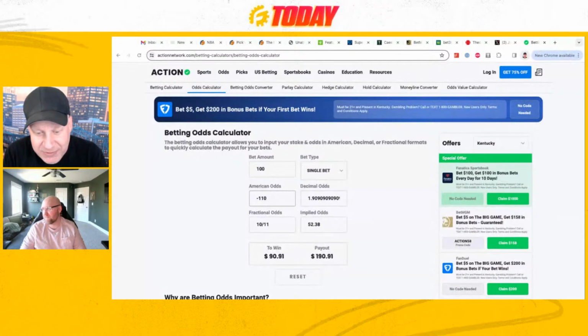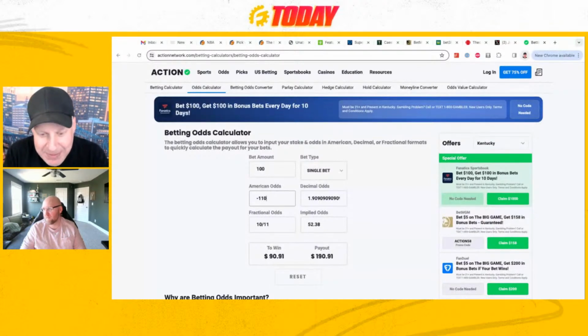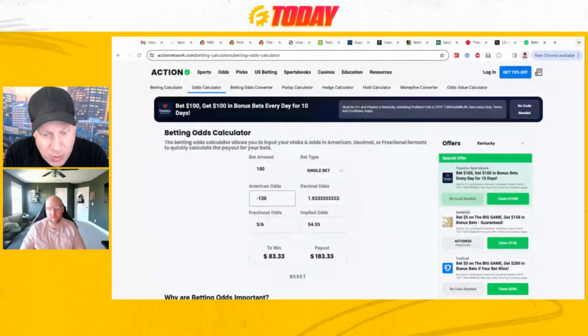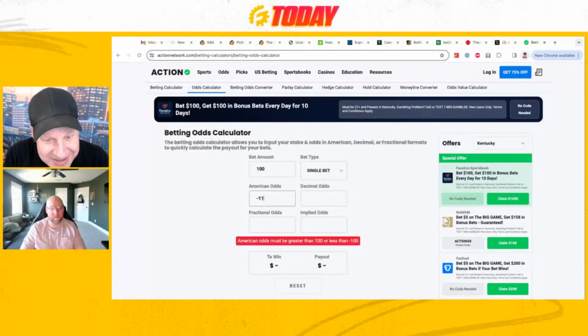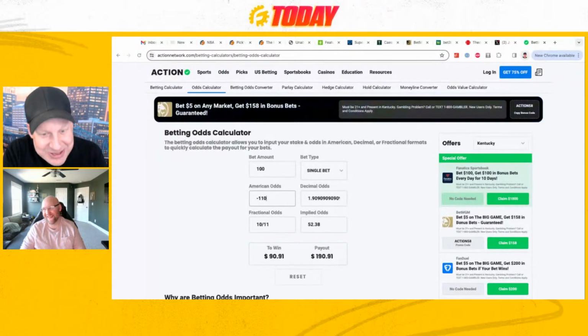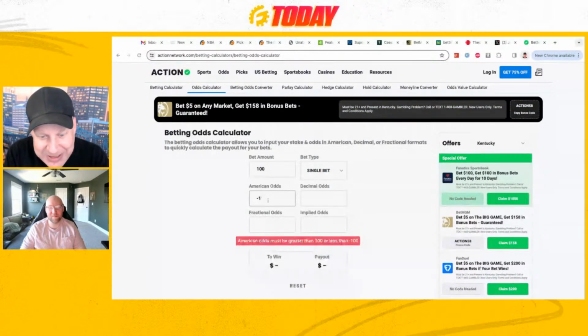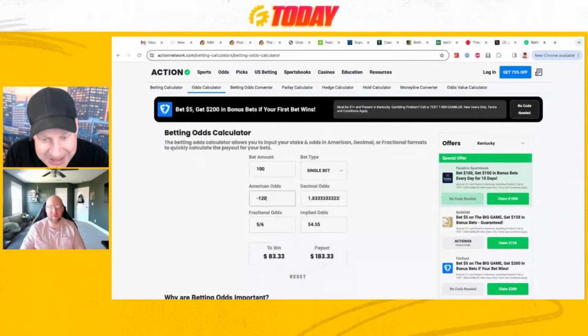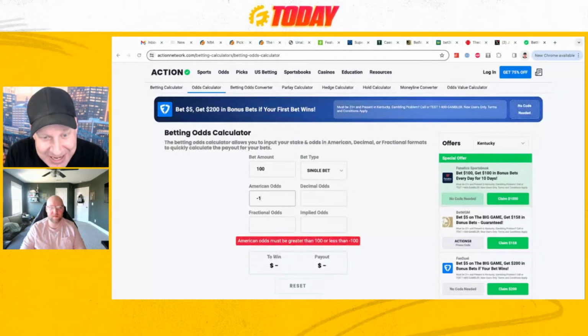You'd be better off betting the coin flip of the Super Bowl mixed with the minus 110 bet. Do you understand what it's like? Take half your money, find that minus 120 when minus 110 is available, put half your money on that and then put half your money on the coin flip. And that would be better than taking the minus 120. That's the difference.